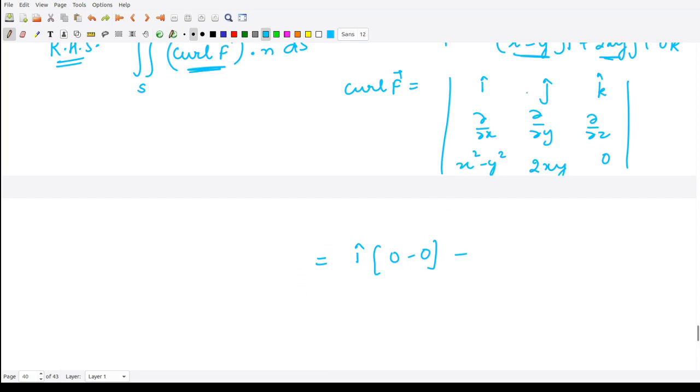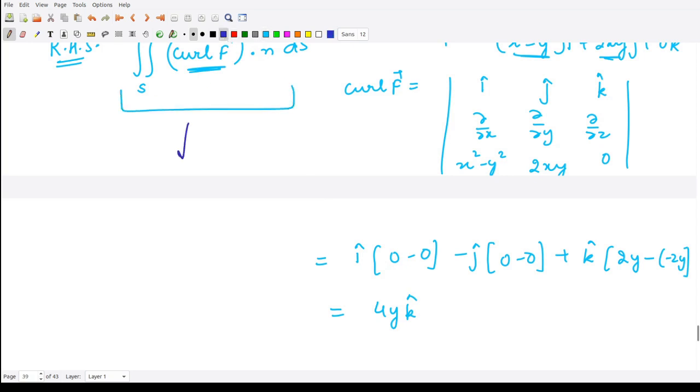So it would be minus j cap, 0 minus 0, and then plus k cap. It would be 2y minus 2y. So your curl of f would be equal to 4y k cap.